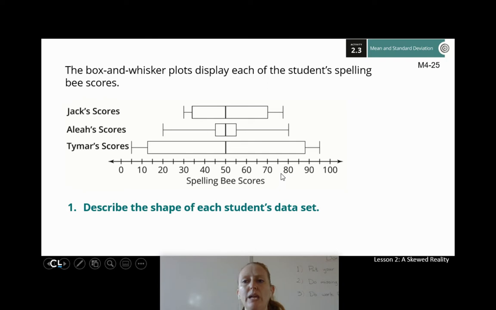Can you take a moment and just describe the shape? Like, is it symmetric, skewed left, skewed right for each student's data set? Go ahead and hit pause, jot down what you notice about the shape, hit play when you're ready to check your work.